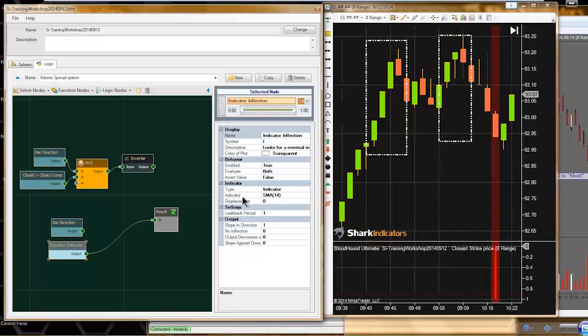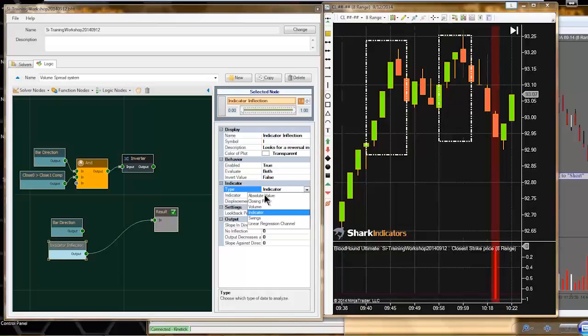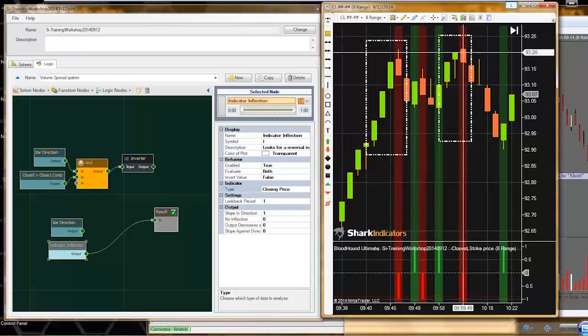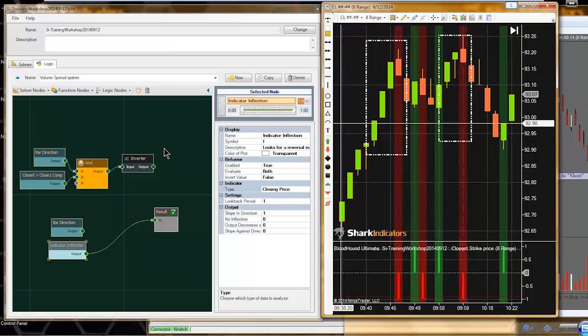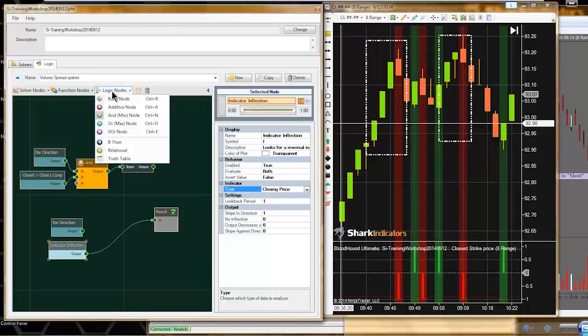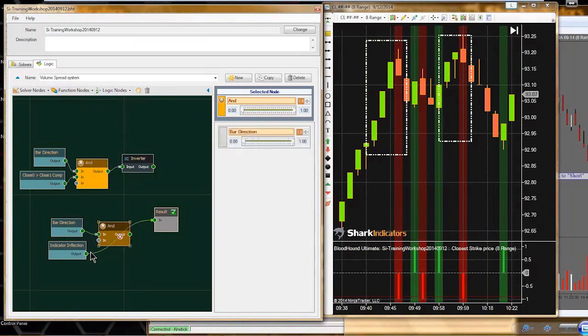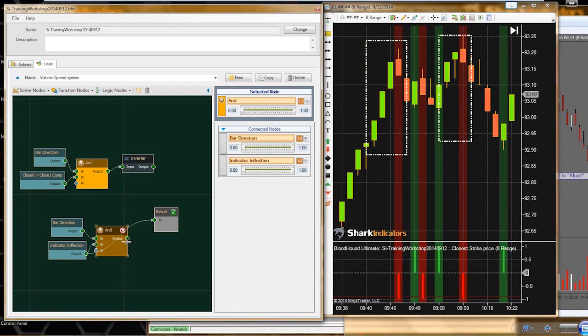So if we take a look at this, and we take a look at the inflection of the closing price, we can see here we have a short signal when price reverses down, like so. And what I can do is join these two together, and what this does is this makes sure that this reversal bar is a down bar, and also it makes sure that the closing price reverses down as well.